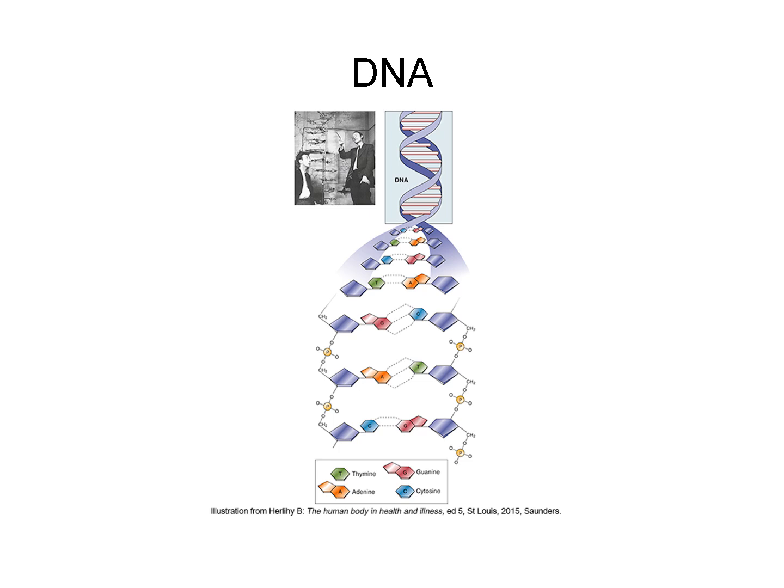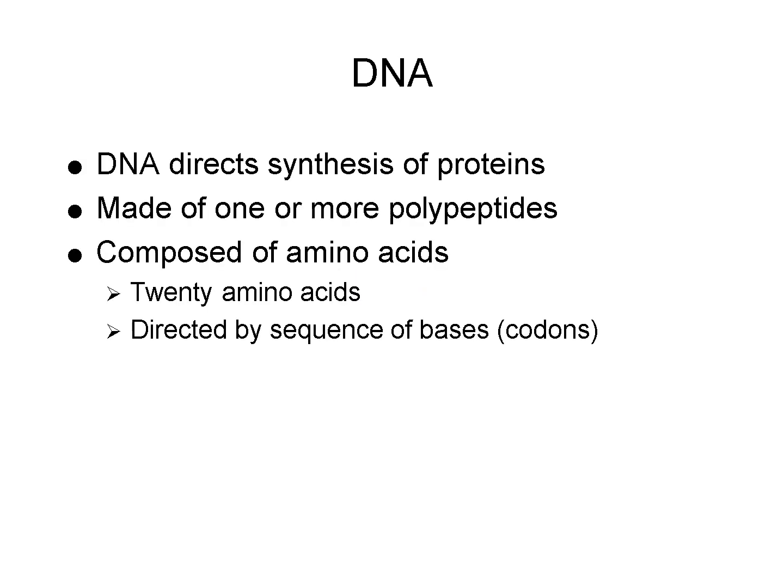On the top left, we also see Watson and Crick, the scientists credited with describing the double helix model of DNA. DNA serves as the blueprint for protein synthesis. It directs the assembly of proteins, which are made up of one or more long chains called polypeptides. These polypeptides are built from smaller units called amino acids. There are 20 different amino acids used by the body, and the specific sequence of bases in the DNA, called codons, determines the order in which these amino acids are put together to form a protein.